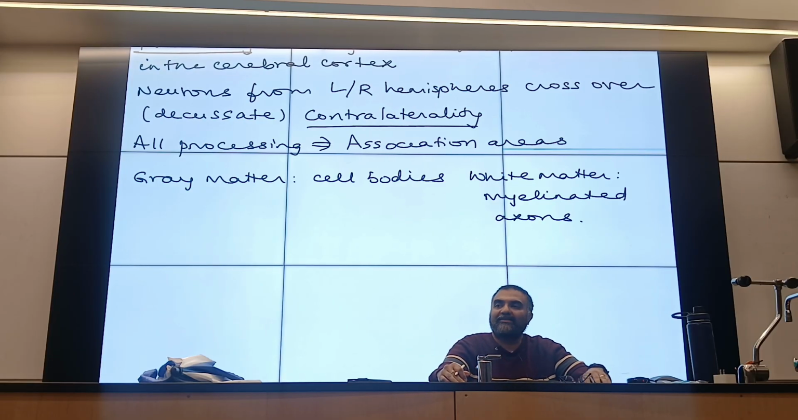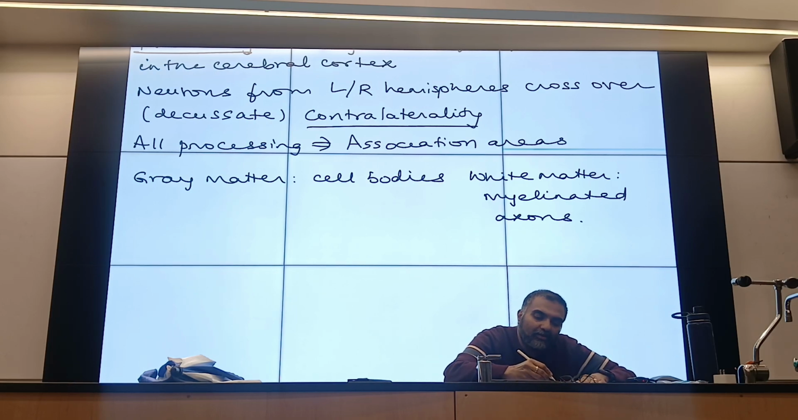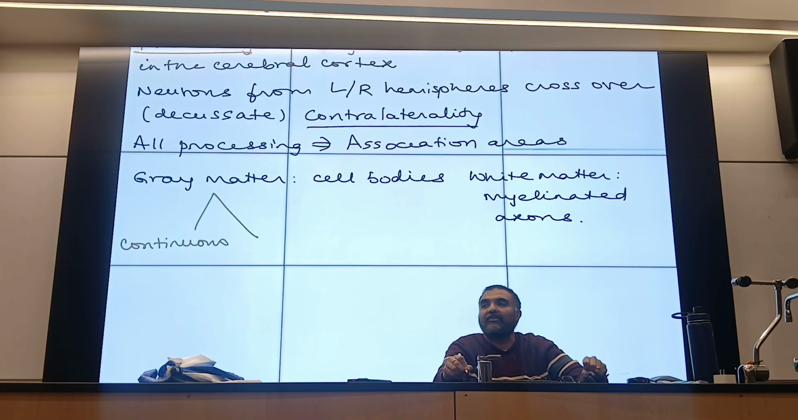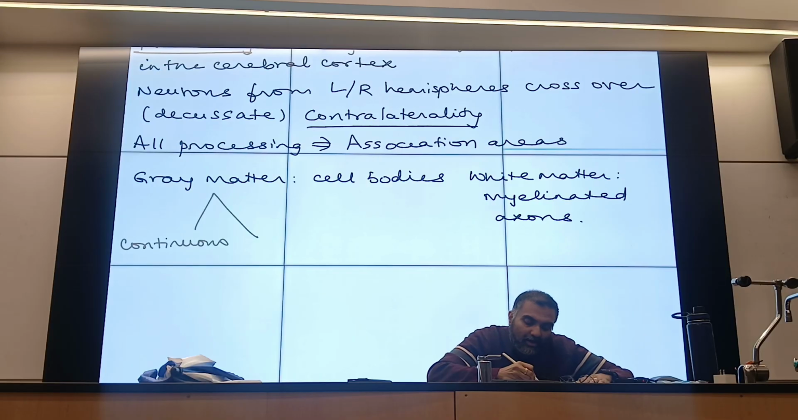So there are two ways in which you can organize gray matter, okay? Gray matter can be continuous. For example, the cerebral cortex and the spinal cord. Both of these places, the gray matter is continuous. You don't really see a big break, right? So continuous arrangement. The cerebral cortex is an example, okay?